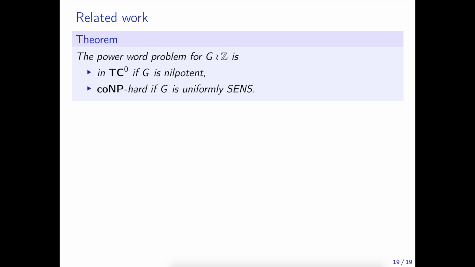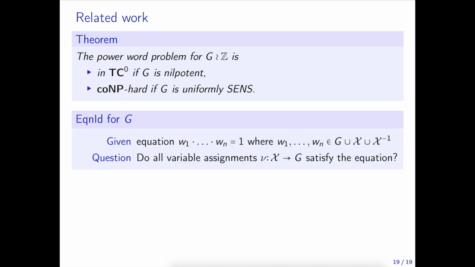So let me conclude. Instead of reiterating all results again, let me mention some results which are related to our work on the power word problem. We have seen that the power word problem for G wreath Z is in TC0 if G is nilpotent, and co-NP hard if G is uniformly SENS, for example if G is finite non-solvable. This leaves a gap for solvable groups which are not nilpotent. The same gap is also known for other problems called equation satisfiability and equation identity.